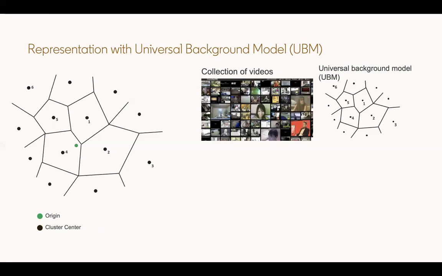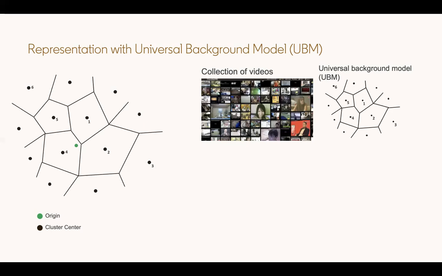What we do is we take a whole collection of videos from a domain and take all the frames of those videos and use those frames to do k-means clustering. And at the end of it, we will come up with k clusters where k might be, let's say, 256. So we have 256 clusters, each cluster being represented by its mean and its standard deviation. In the case of k-means, just the mean. In the case of Gaussian mixture models, the mean and the standard deviation.